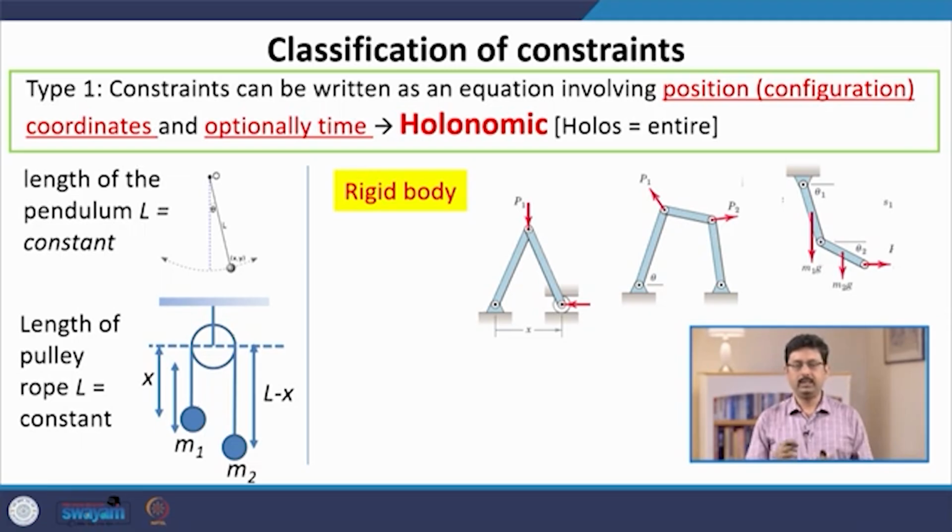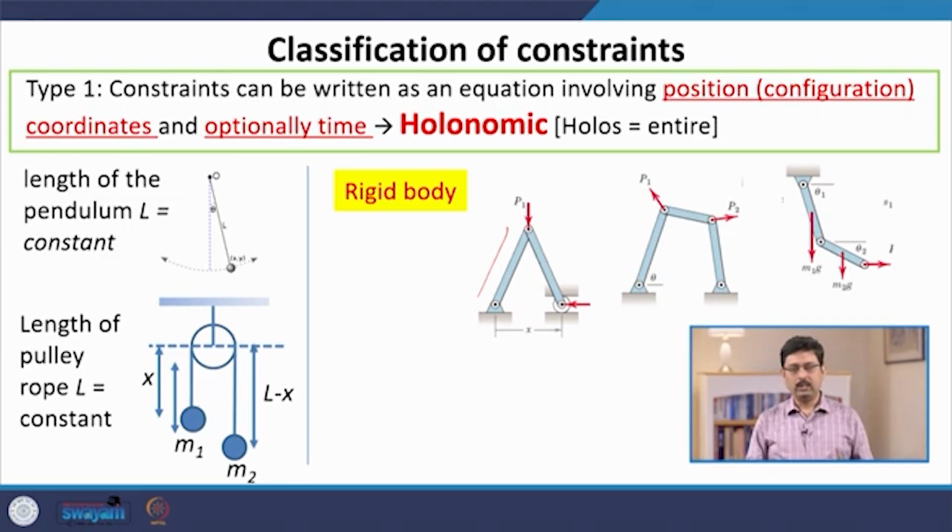Another very important example is the rigid body, or multiply connected rigid bodies. Let us say this is a rigid rod. Each of these rods is a rigid body in the sense that the distance between any 2 points in the rod we are going to assume is always constant, no matter what.